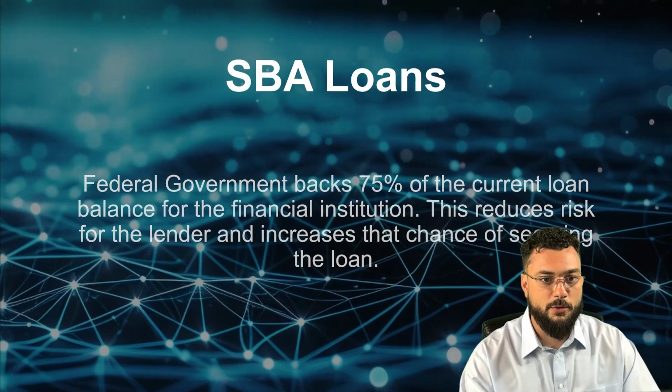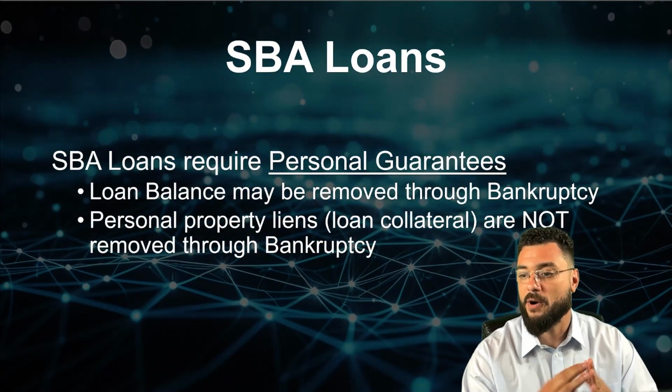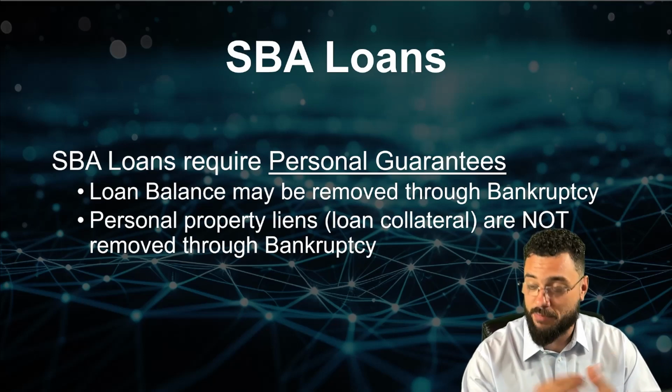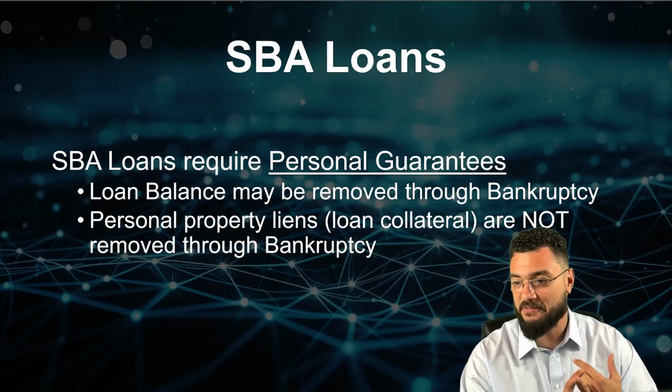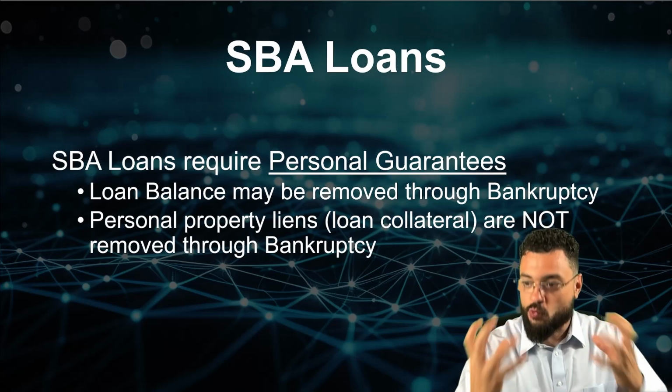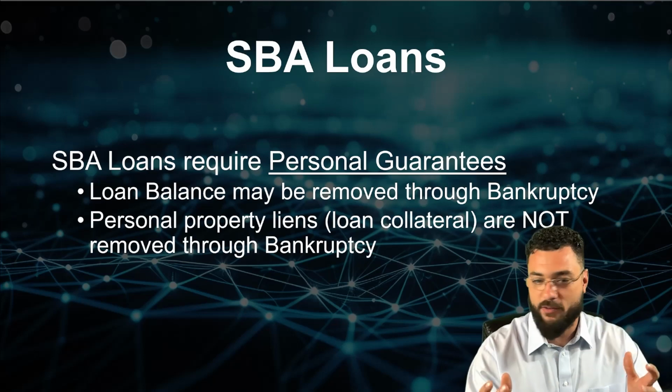So there's a really important piece. Let's see if it's on the next slide. There we go. SBA loans require personal guarantees. You will pledge personal assets. You will run your personal credit. There's no separating that from it. You will provide a personal guarantee on this. There's no way around this.